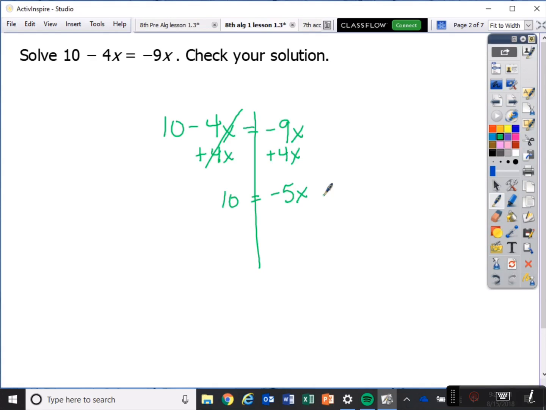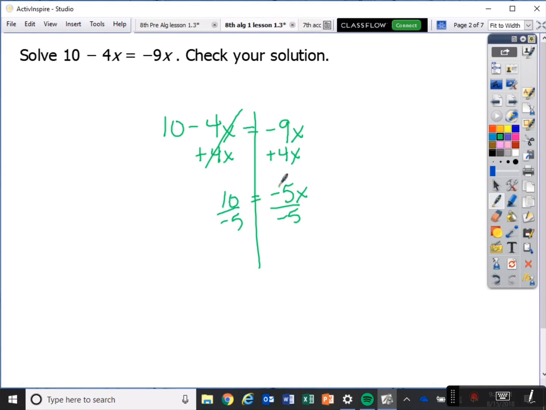All right. Is x by itself now? No, it's not by itself, but there is how many now? Only 1. So now that we have only 1x, we need to get that 1x all by itself. What's keeping it from being by itself? Negative 5 times it. So we need to divide by negative 5.